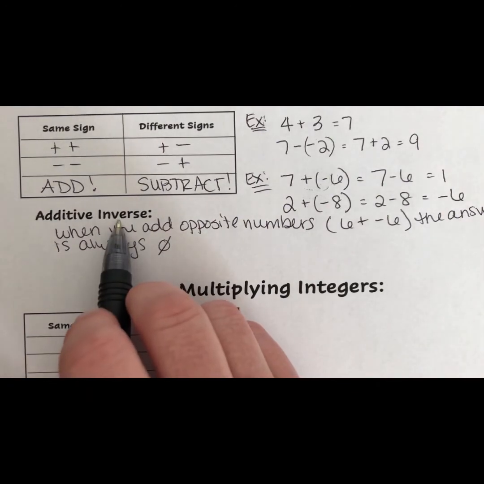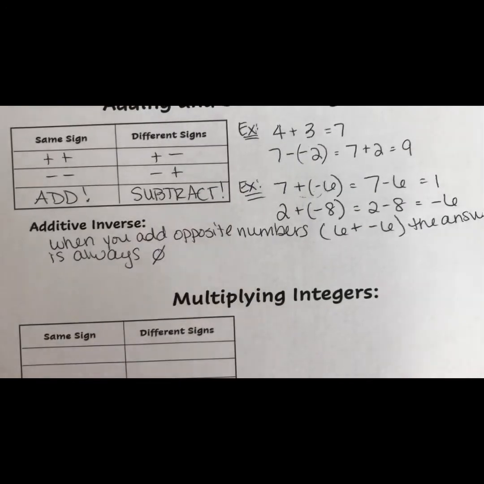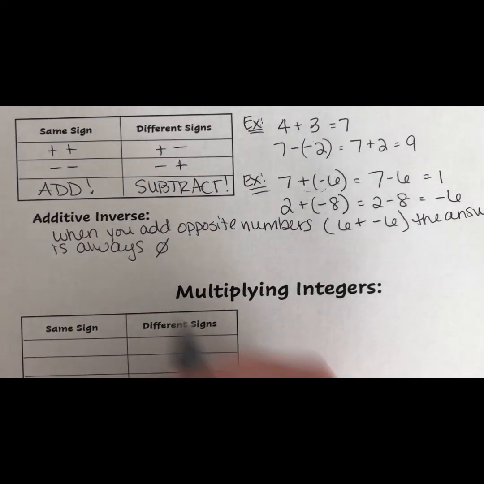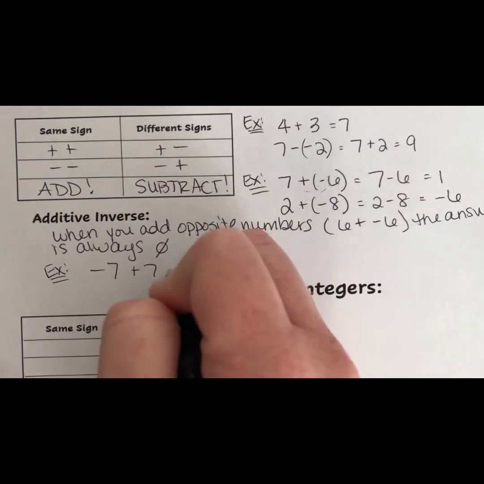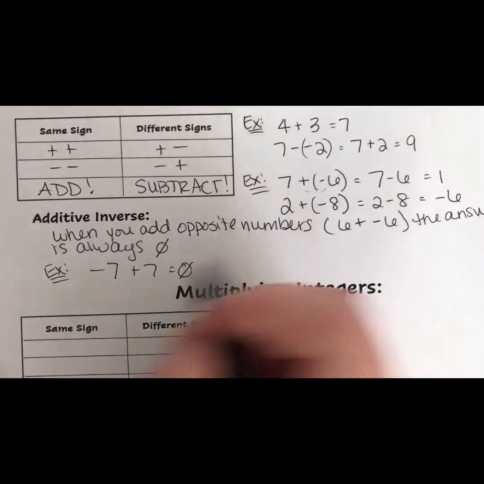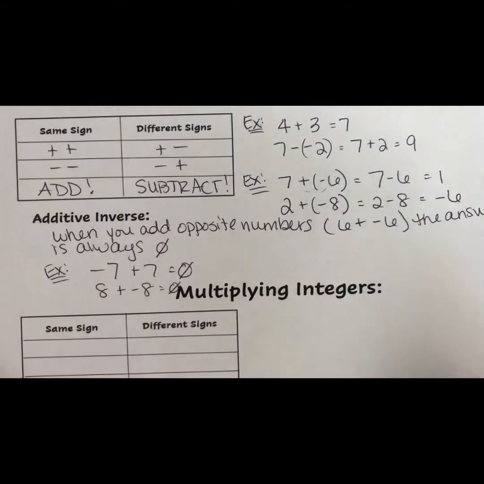So inverse numbers, when we're talking about additive inverse, just have opposite signs in front of them. They're the same number, but they have opposite signs. So for example, we could say negative 7 plus 7. That would be 0. We could say 8 plus negative 8. That would be 0. Another way we can write it, and it gets a little confusing, is when you see the same numbers being subtracted, right? And that's the same thing as the additive inverse.